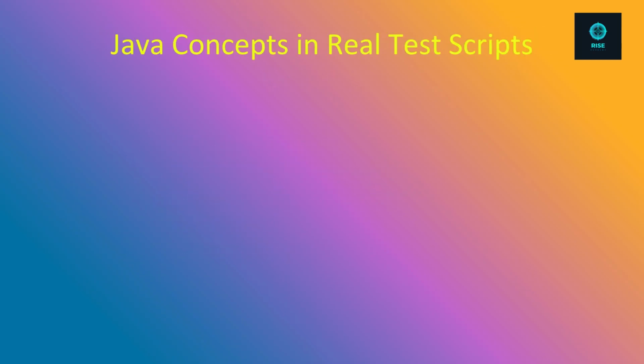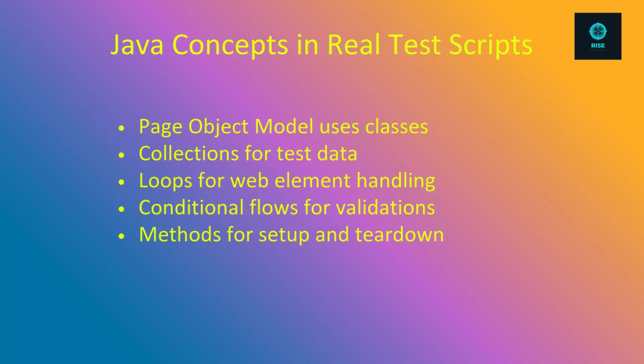Real automation projects use Java in many ways, from POM structures to looping through web elements. You'll use collections, validations, and utility methods to build effective tests.